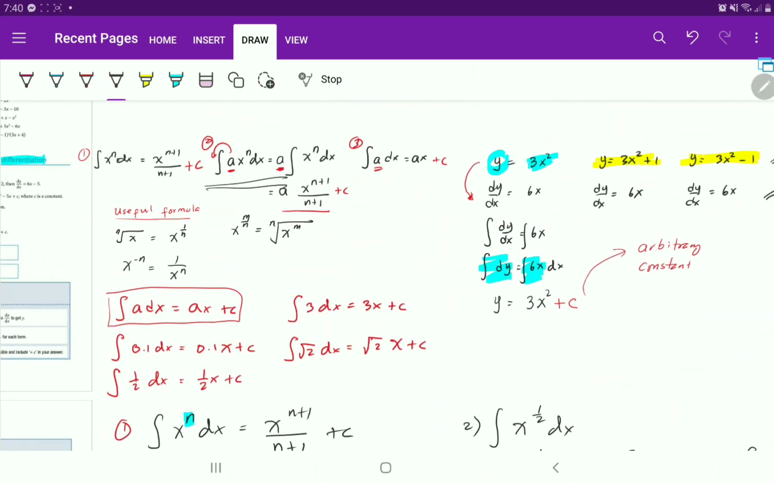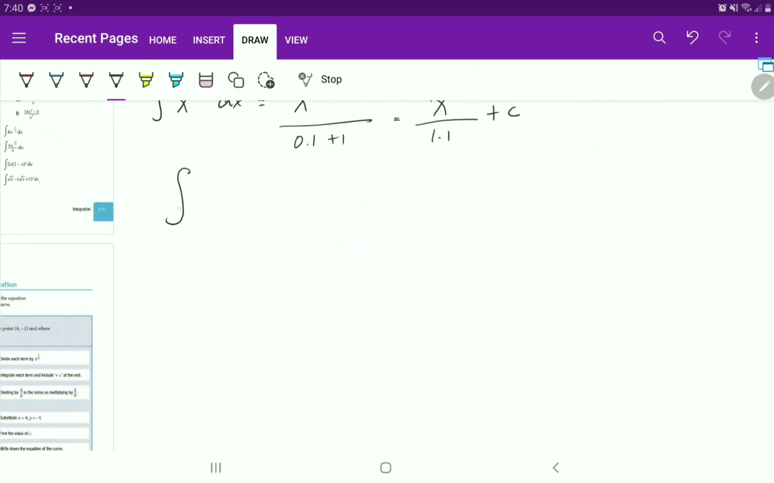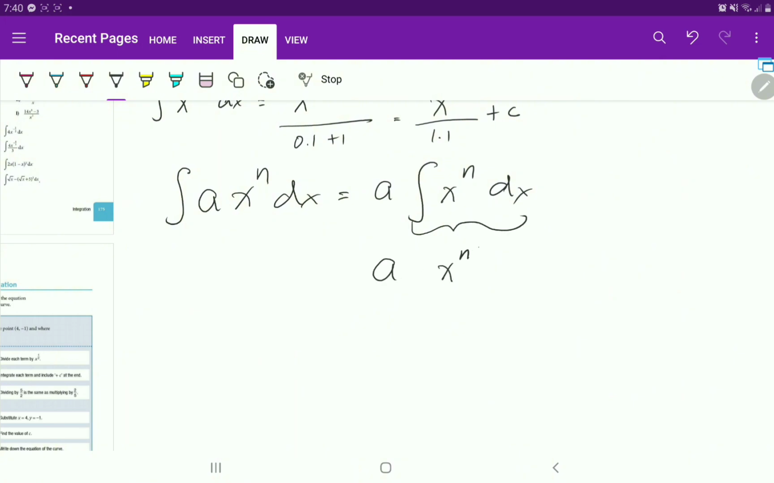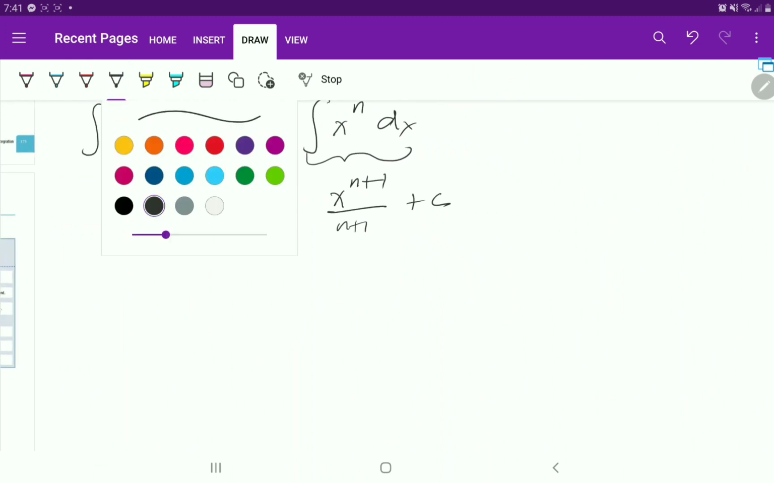Now, what is the second formula? The second formula says the integral of a x to the n dx. Either you put the a outside the integration symbol and take the integral of that part, which we all know. So therefore, that is a x to the n plus 1 all over n plus 1, and then just put plus c.